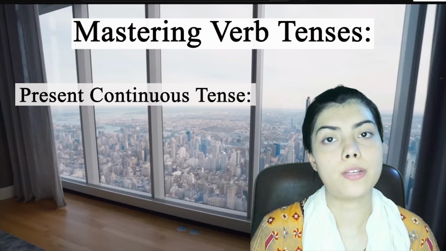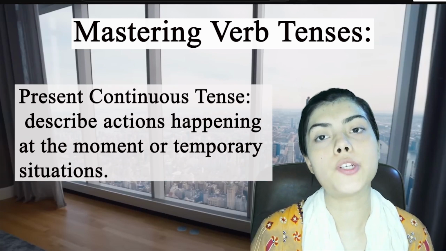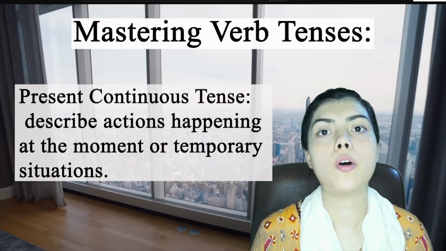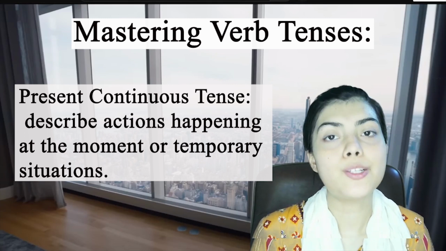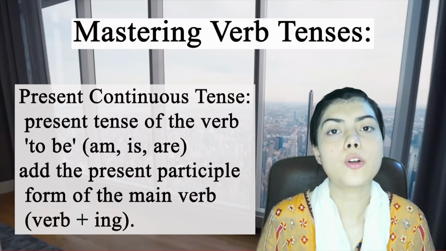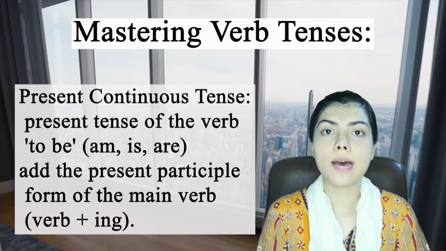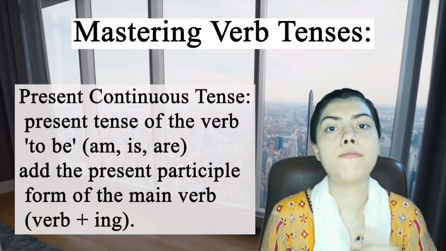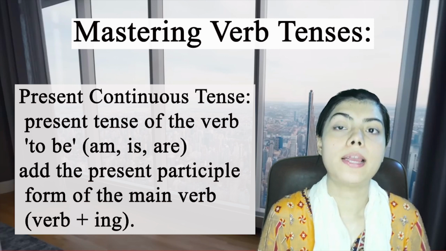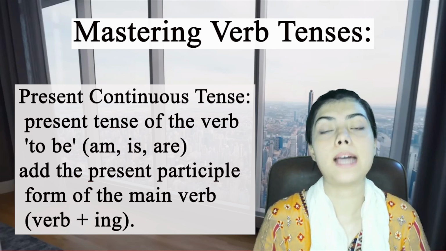Present continuous tense. Present continuous tense is used to talk about actions happening at the moment or a temporary situation. Let's use some practical tips for a better understanding. To form the present continuous tense, use the present tense of the verb to be, is, am, are, and the present participle form of the main verb, verb plus ing.